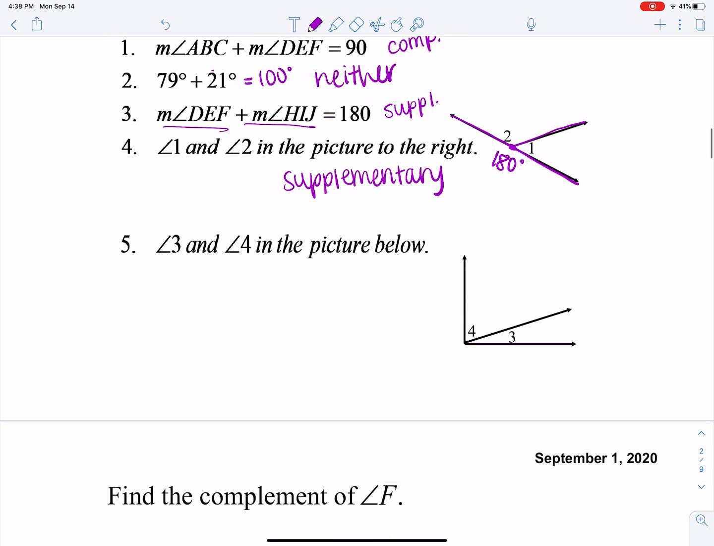Angle 3 and angle 4 in the picture below. I do not know what they are. It looks like they add up to a right angle, but there's nothing marked and there's no information that tells me that's a right angle, so I cannot assume that it is. So I'm going to answer neither.